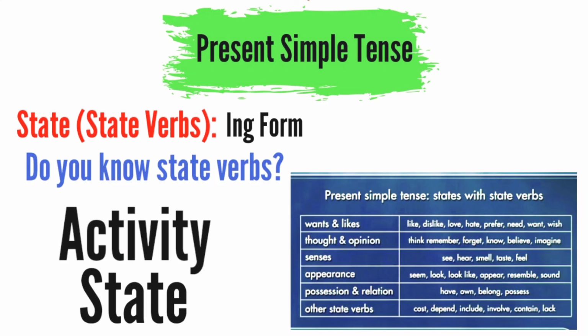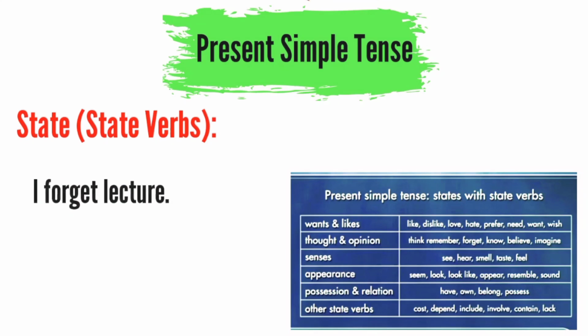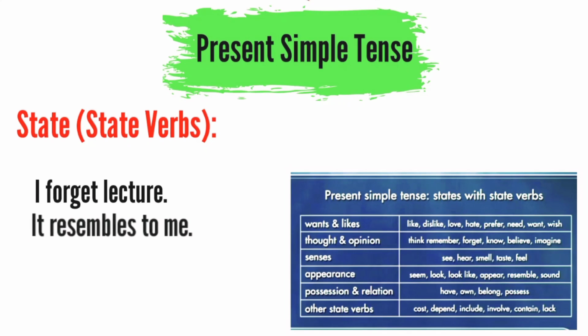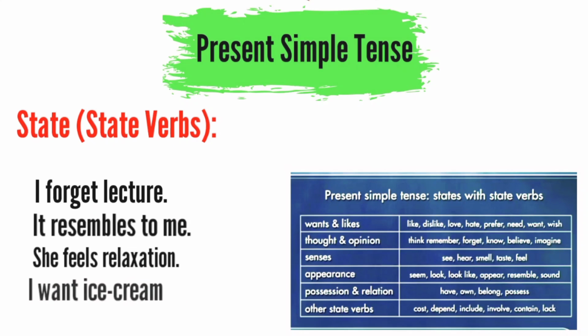So let me give you a few examples so that it will be clearer to you while understanding these state verbs. The first example, I forget the lecture. The second example, it resembles me. And the third example, she feels relaxation. And the final example, I want ice cream.